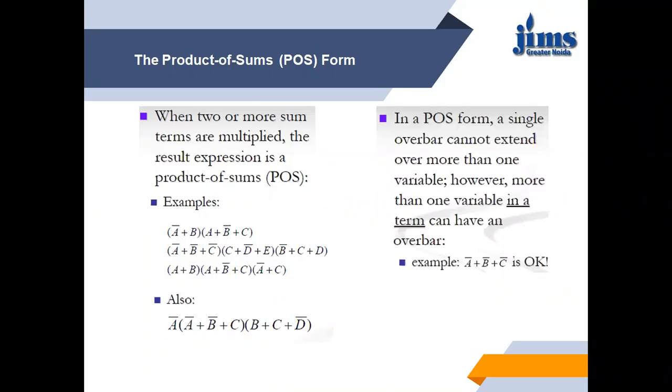Now keep in mind that in a POS form, a single overbar cannot extend over more than one variable. However, more than one variable in a term can have an overbar. For example, a plus b, a bar plus b bar plus c bar is okay, but we cannot write a plus b plus c whole bar. Because when we solve it using De Morgan's theorem, it becomes a bar and b bar and c bar, which will be a product term, not a sum term.